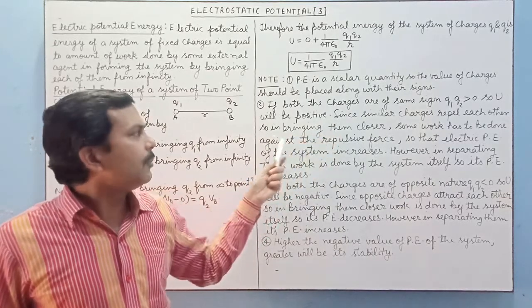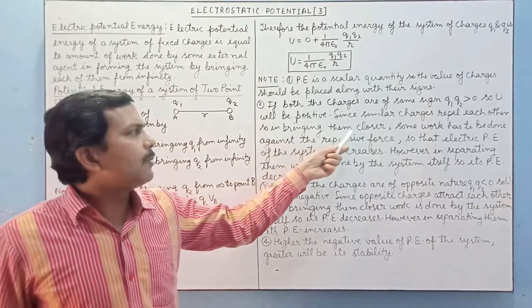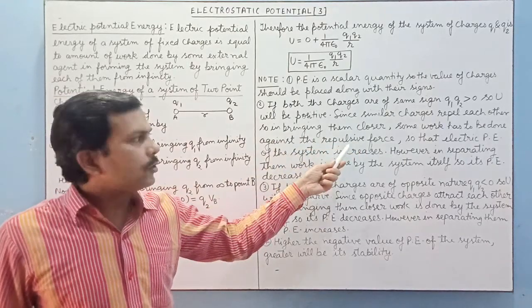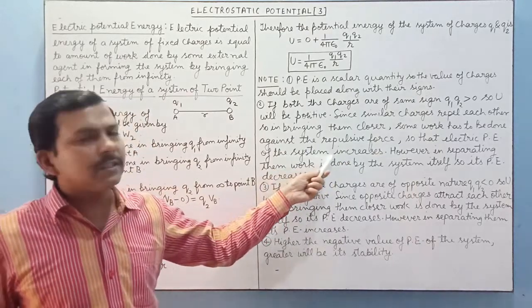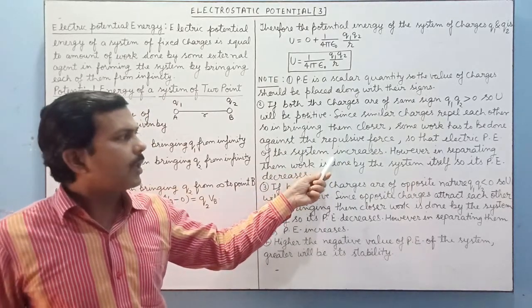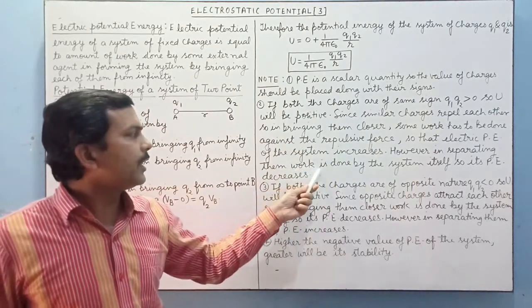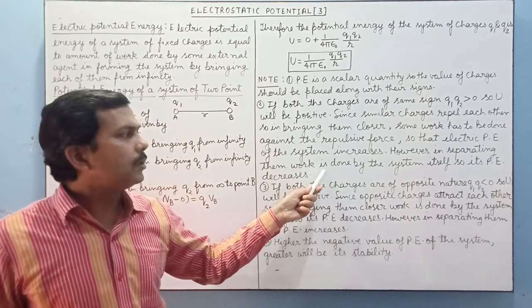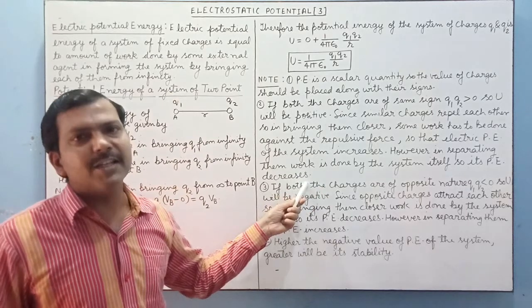Since similar charges repel each other, in bringing them closer, some work has to be done against the repulsive force. So the electric potential energy of the system will increase. However, in separating them, work is done by the system itself, so its potential energy decreases.